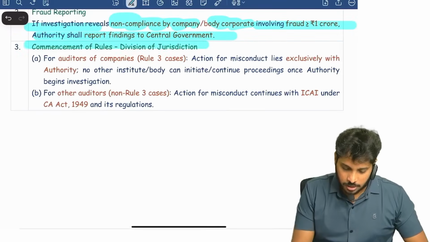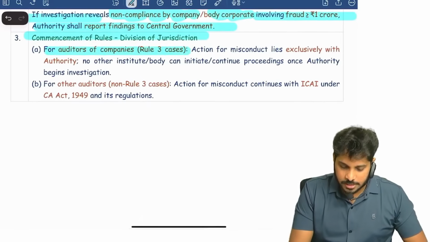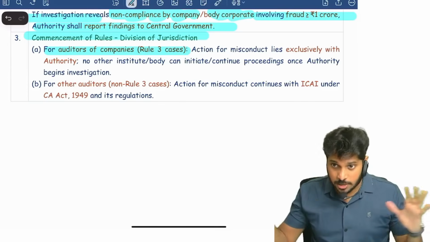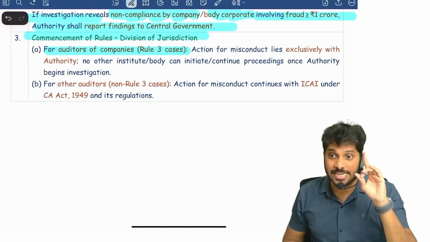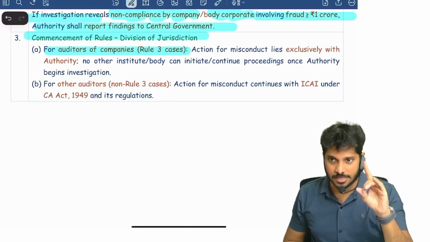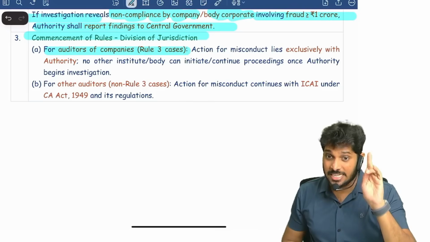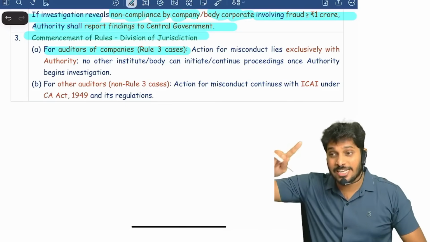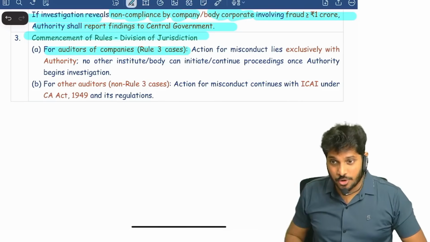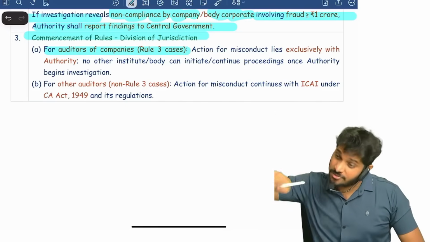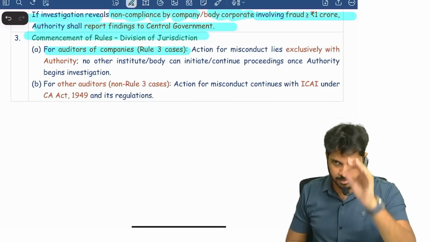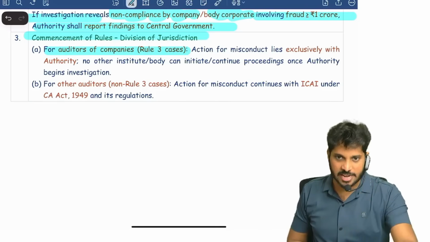Yes or no? Now, by the way, NFRA does not have power over all companies. It has power over listed companies and its subsidiaries, banks, insurance companies. Banks, insurance, listed companies and its subsidiaries. Other than these companies, the quality review board will take care. There is another board called the quality review board. They will take care of the remaining companies. But for listed companies and its material subsidiary companies and banking and insurance companies, only NFRA can look into.